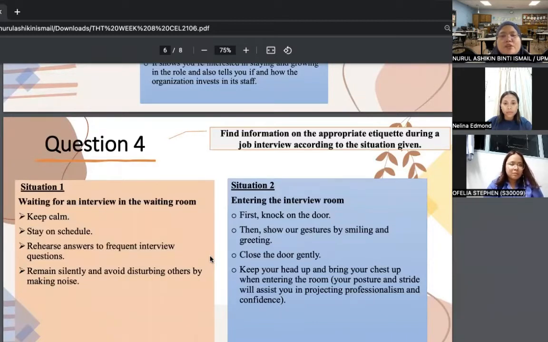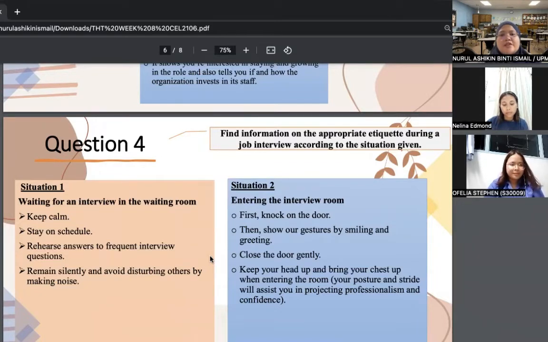Okay, the next point is to stay on schedule. Be punctual because this is very important to the company that is hiring the applicant. This is their first impression of us, whether we can follow their schedule or not.